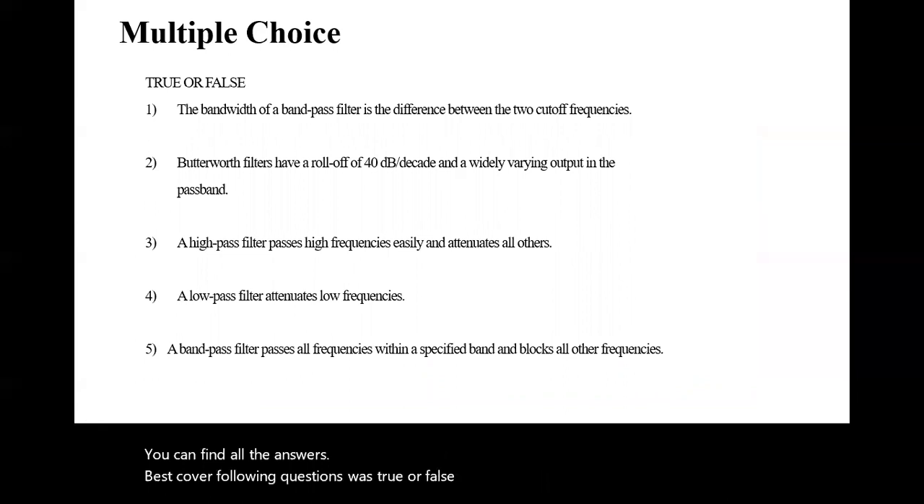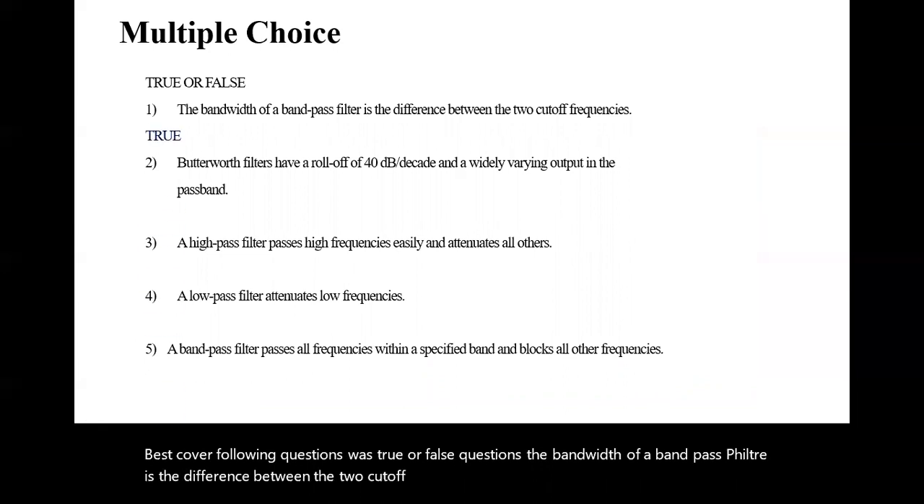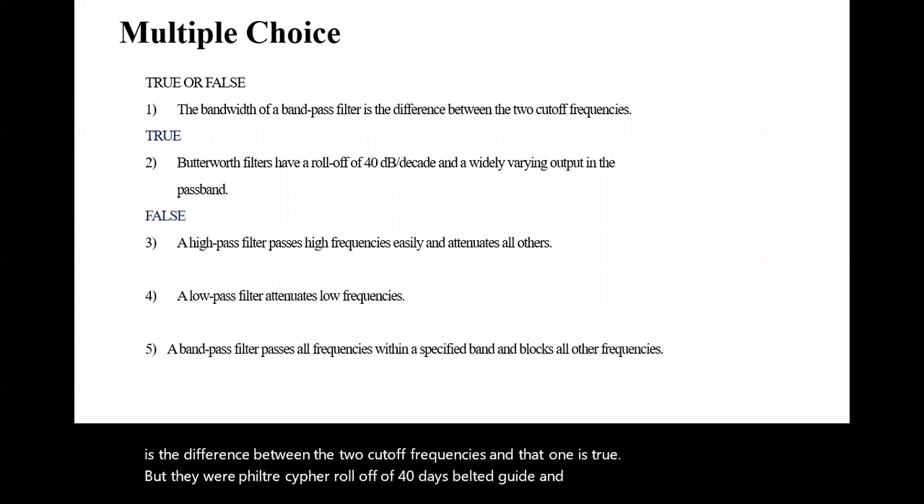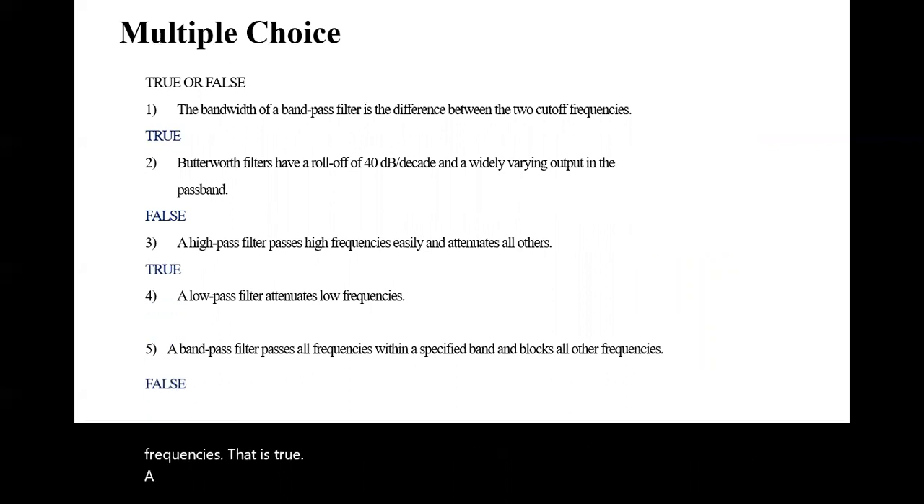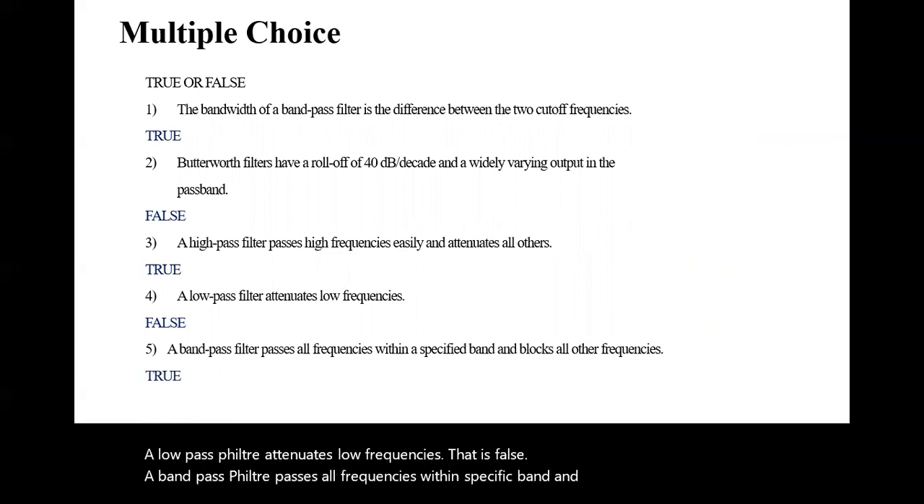The bandwidth of a bandpass filter is the difference between the two cutoff frequencies. That one is true. Butterworth filters have a roll-off of 40 decibel per decade and widely varying output in the pass band. It's false. A high-pass filter passes high frequencies easily and attenuates all other frequencies. That is true. A low-pass filter attenuates low frequencies. That is false. A band-pass filter passes all frequencies within a specific band and blocks other frequencies. That is true.